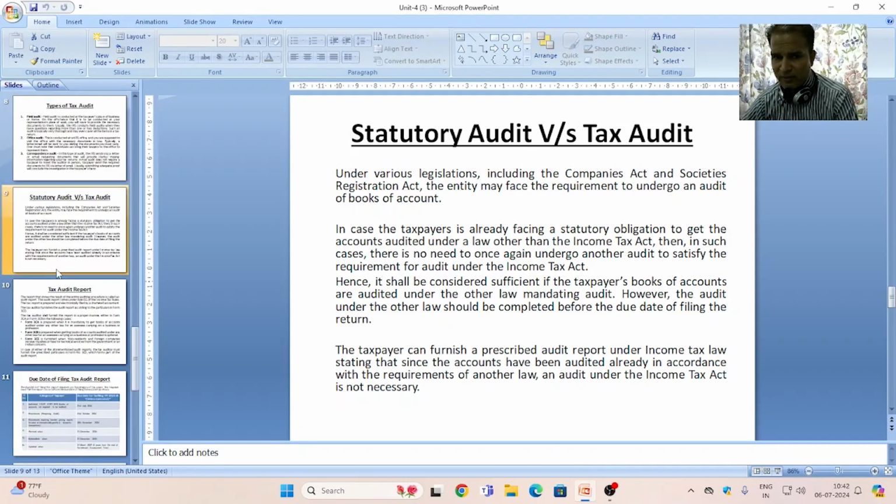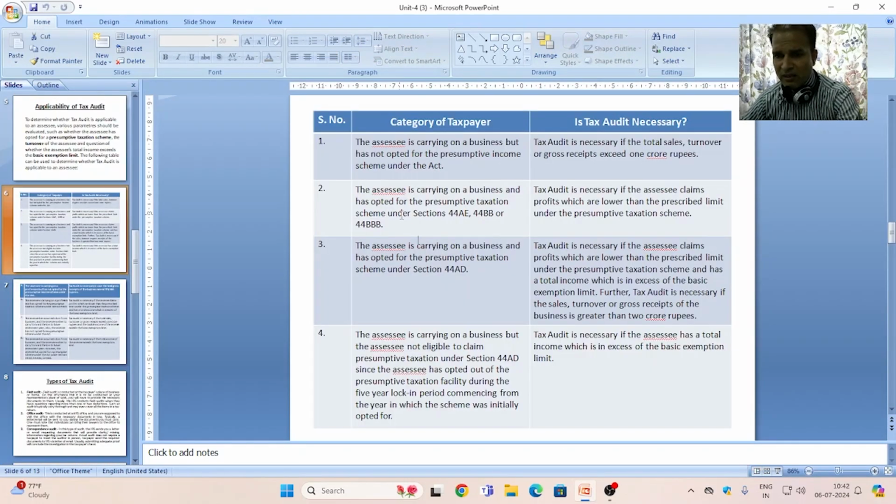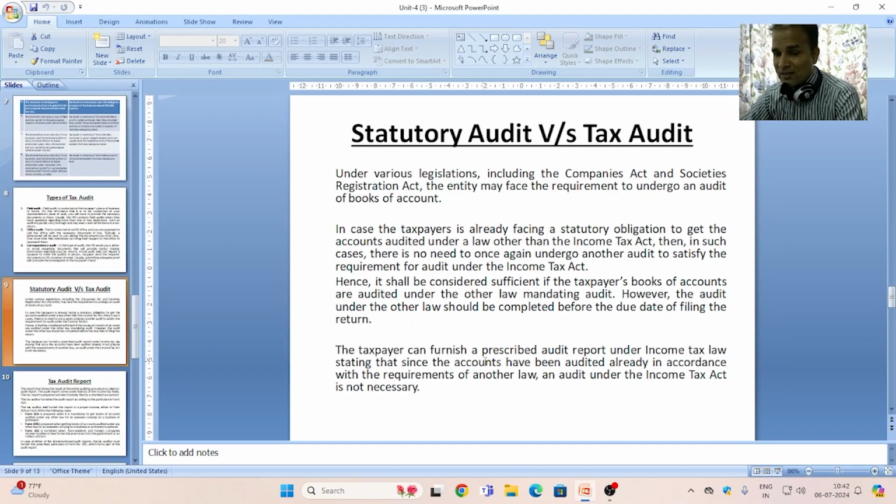Let me relate this by the category of taxpayer. Suppose in the second category, there is a requirement of necessary tax audit. But if the SSC has already undergone an audit required by any other law applicable to this particular business, then he may be exempt from the tax audit. For this purpose, the taxpayer or SSC can furnish a prescribed audit report under income tax law stating that since the accounts have been audited already in accordance with the requirement of another law, an audit under the Income Tax Act is not necessary.